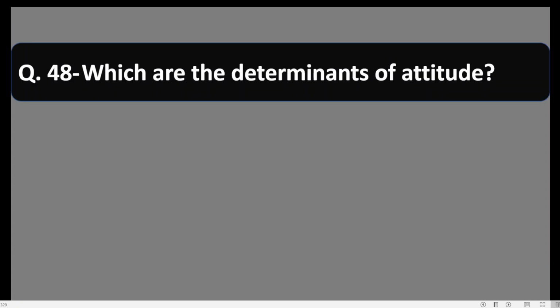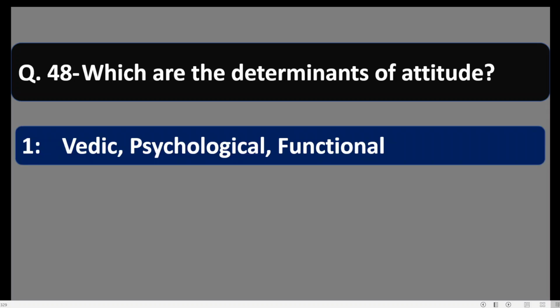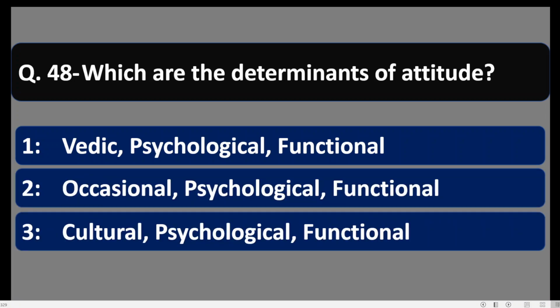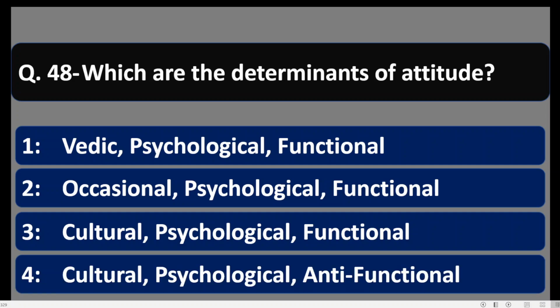Question number 48. Which are the determinants of attitude? Number 1, Vedic, psychological, functional. Number 2, occasional, psychological, functional. Number 3, cultural, psychological, functional. Number 4, cultural, psychological, anti-functional. So determinants of attitude are cultural, psychological, and functional. So option number 3 is the correct response.